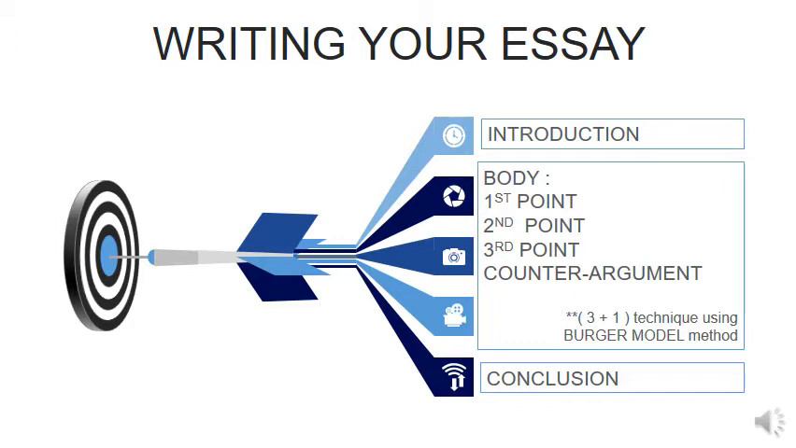So first of all, you have to start with introduction. Then you come out with the main point over here, that is the body part. So you start with the first point, second point, third point, then the counter argument. So this one maybe will be your fourth point. So as you can see over here, I marked down 3+1 technique. So this one is basically a burger model method. And then you have to create an effective conclusion as well. But for today, we will focus with our introduction only.